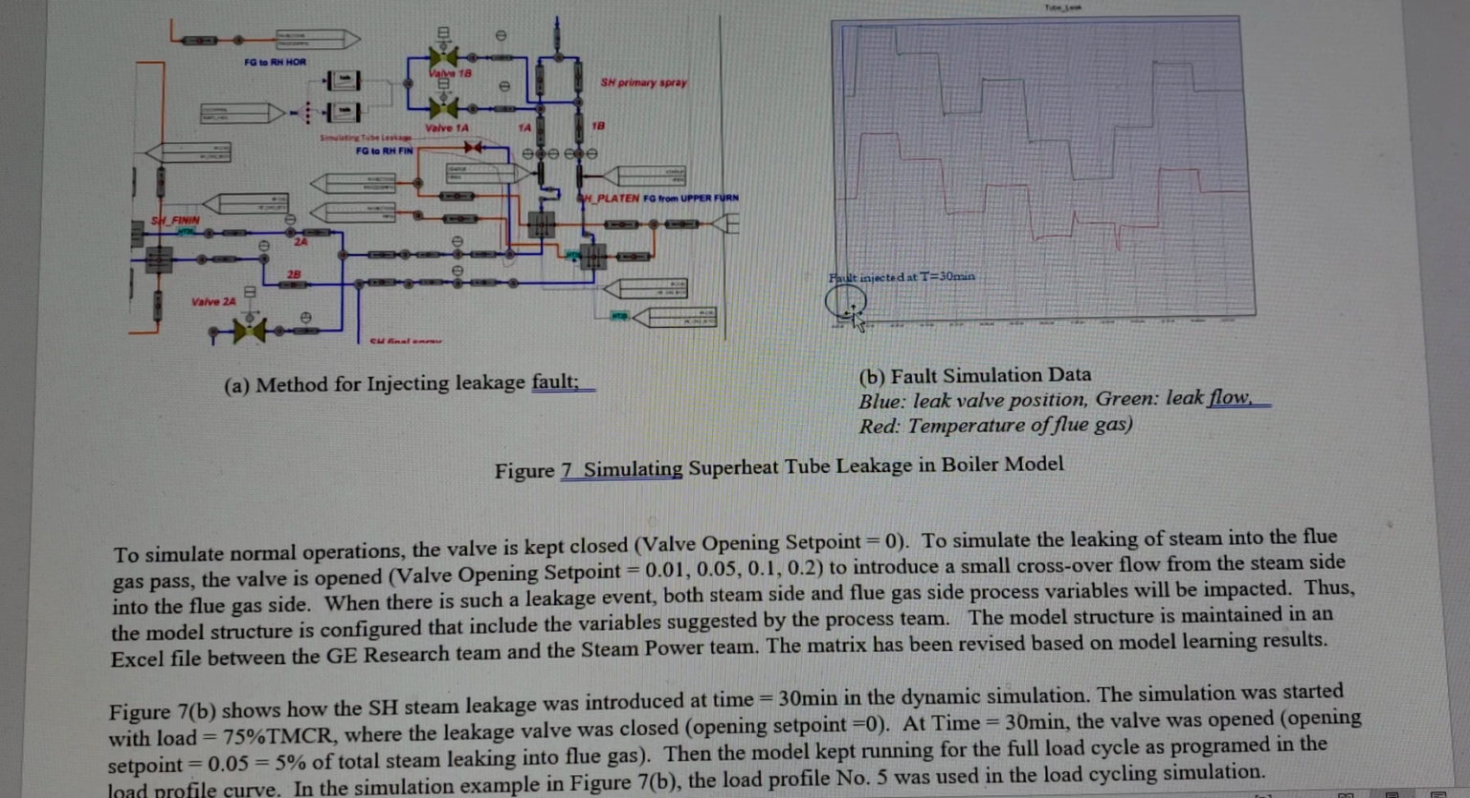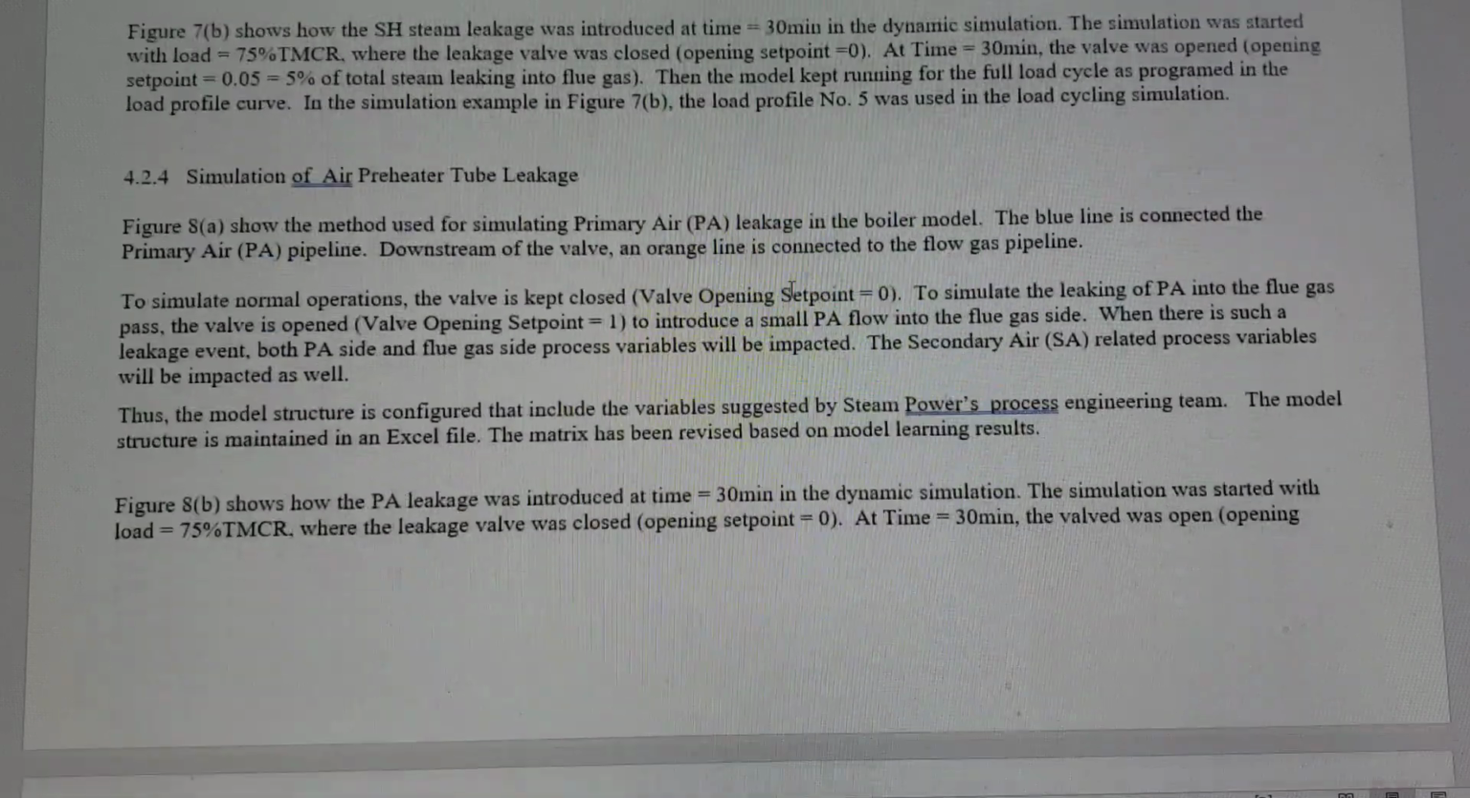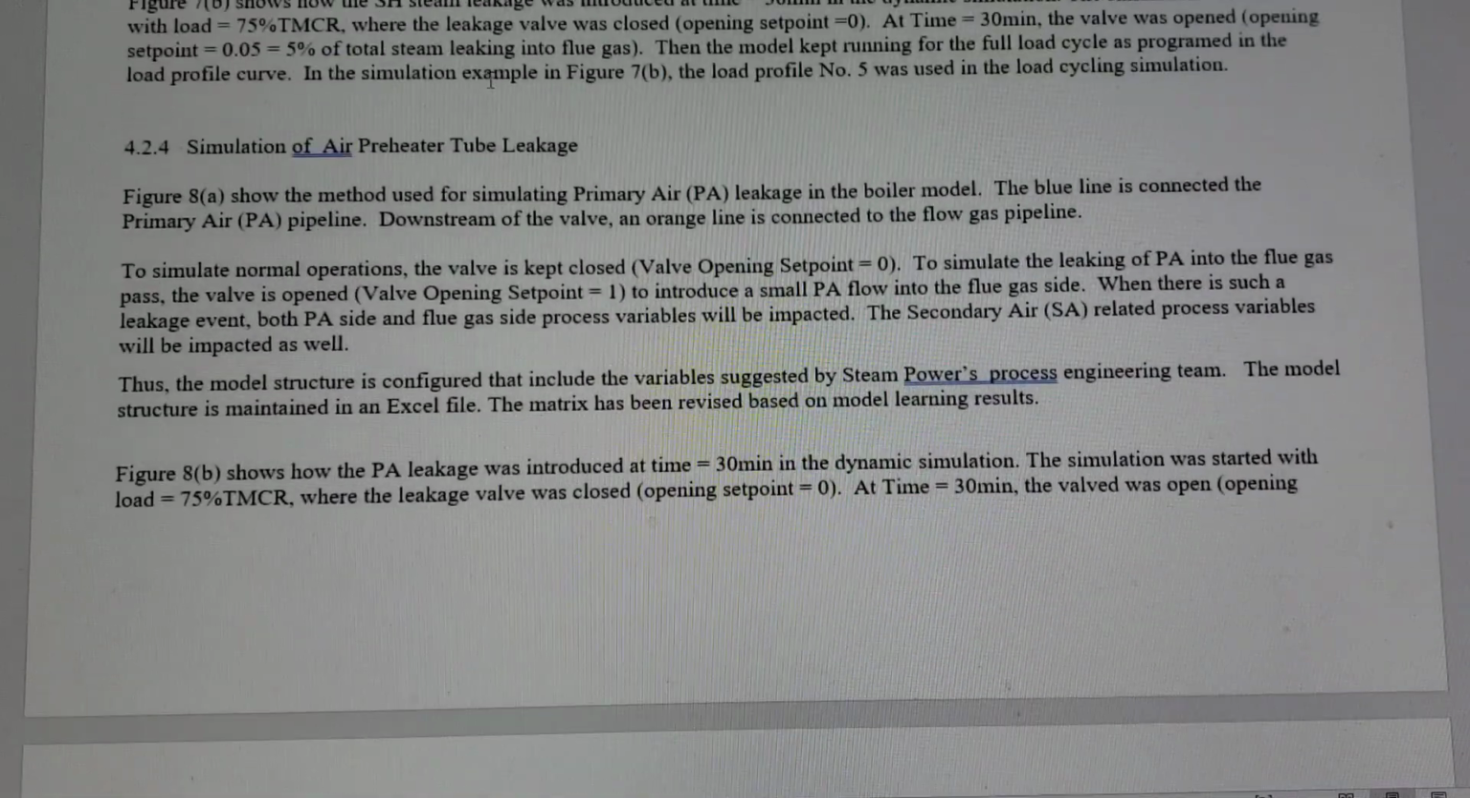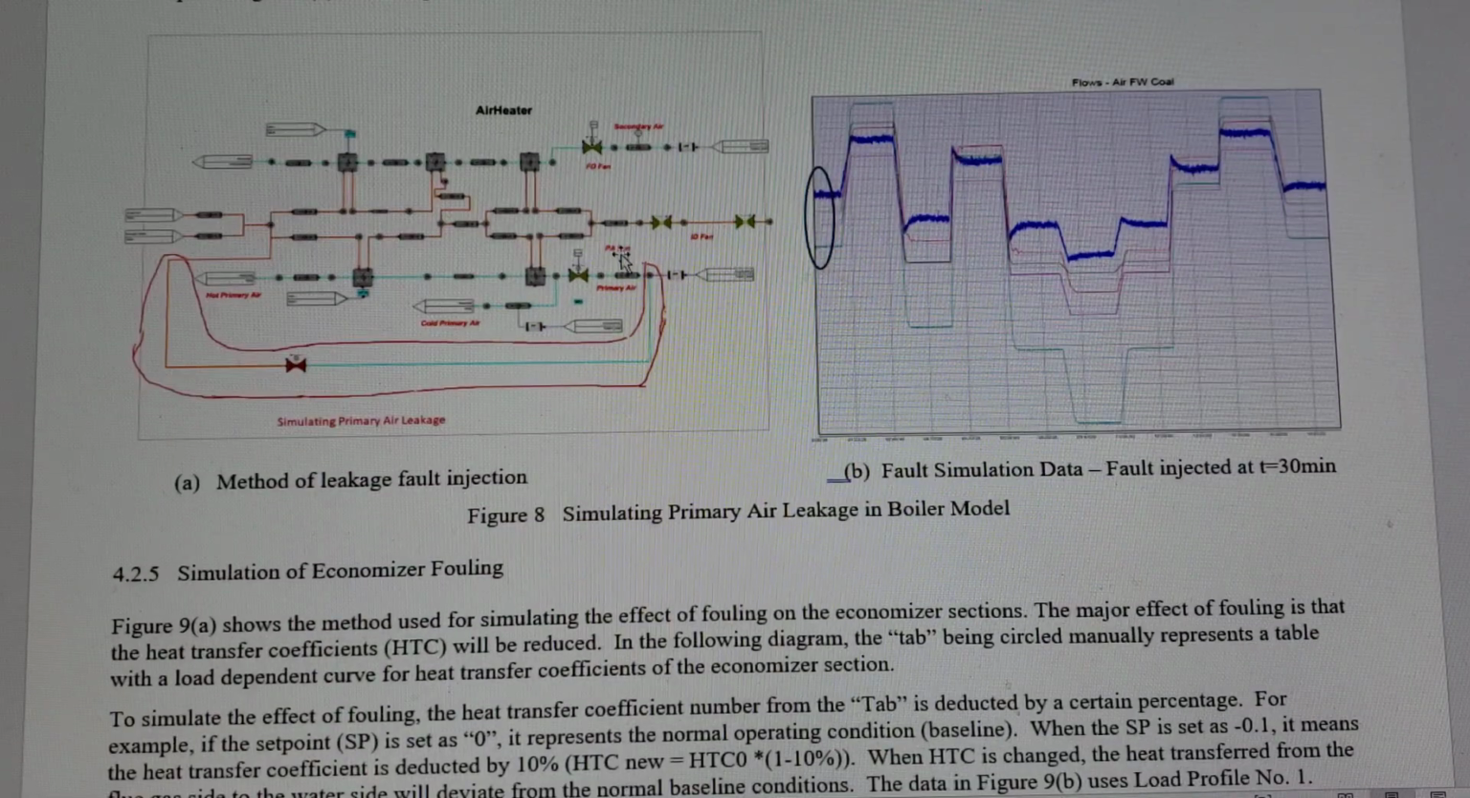This one shows how we simulate: start with normal, and then we inject the fault, and we collect the data. And this one similarly creates a fault with preheater leakage. So you get air leaking from the outside into the flue gas side. Start from normal and then add the fault at T equals 30 minutes.